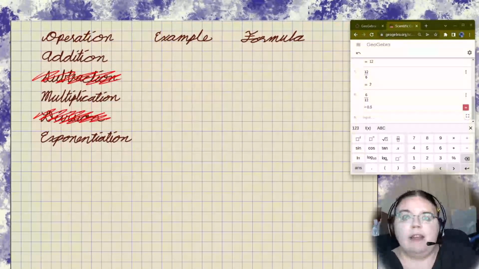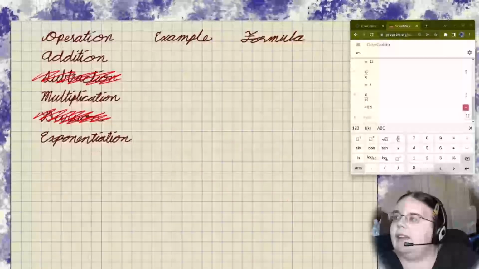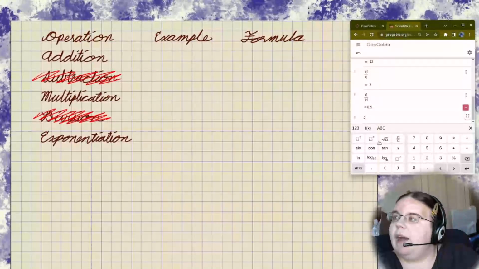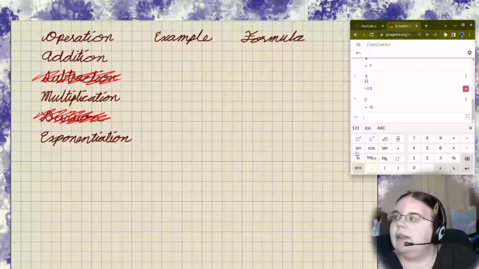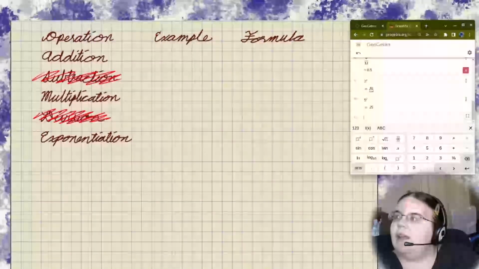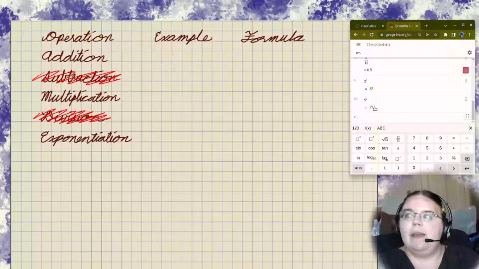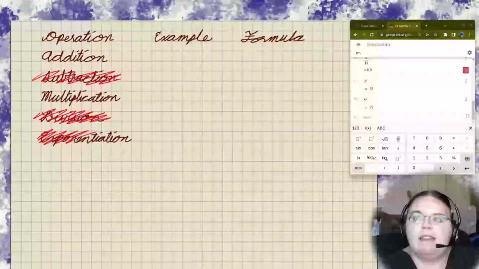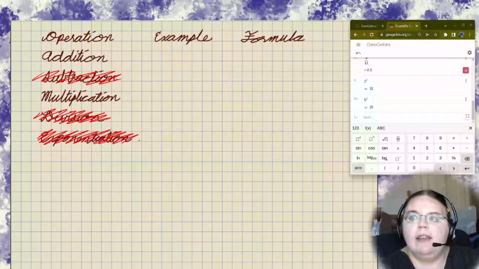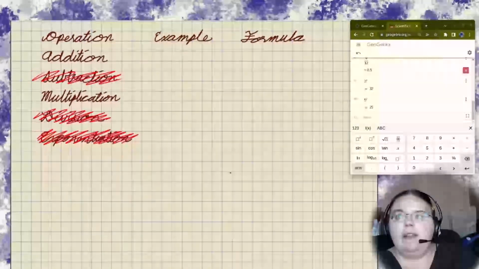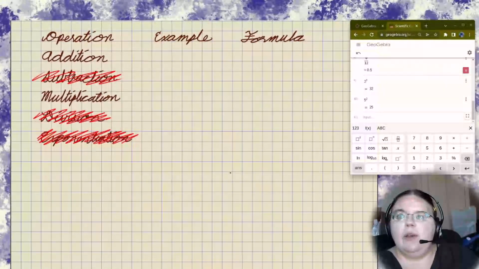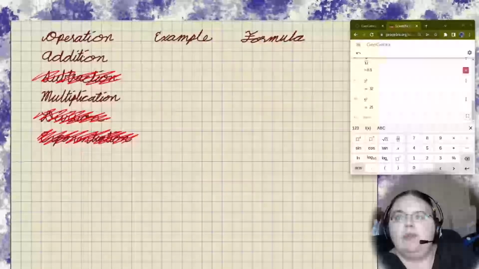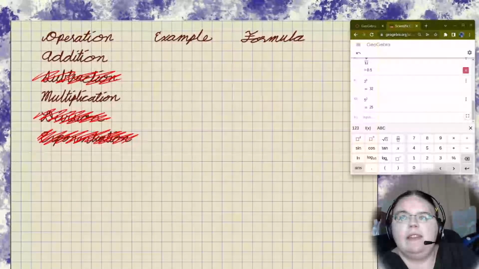Last but not least, exponentiation. So let's try 2 to the power 5, and then let's try 5 to the power 2. 32 and 25, not the same. So I know from an example that exponentiation is not commutative. Now let's move on to thinking about whether this is truly a commutative operation in the case of addition.